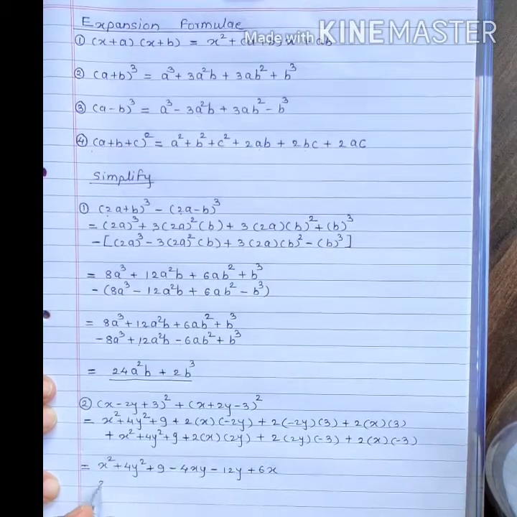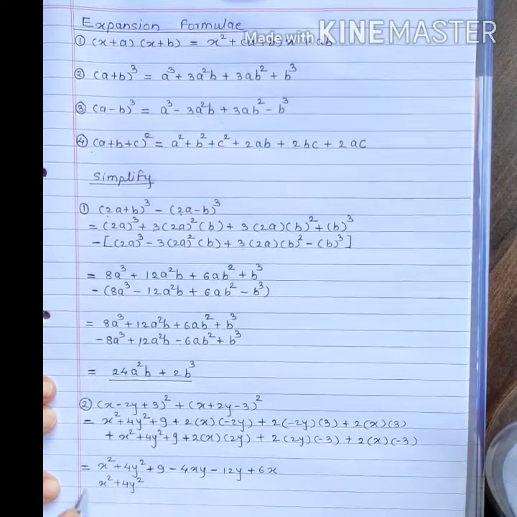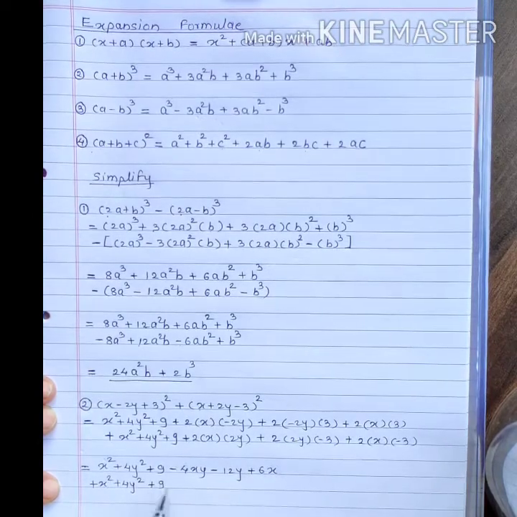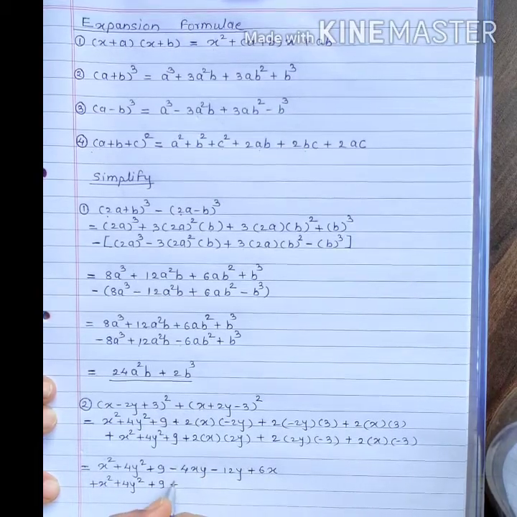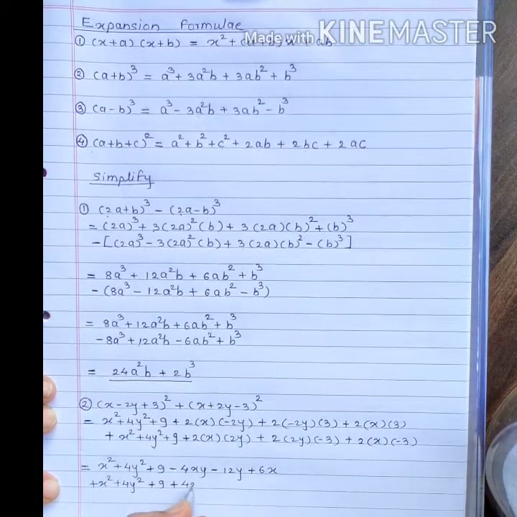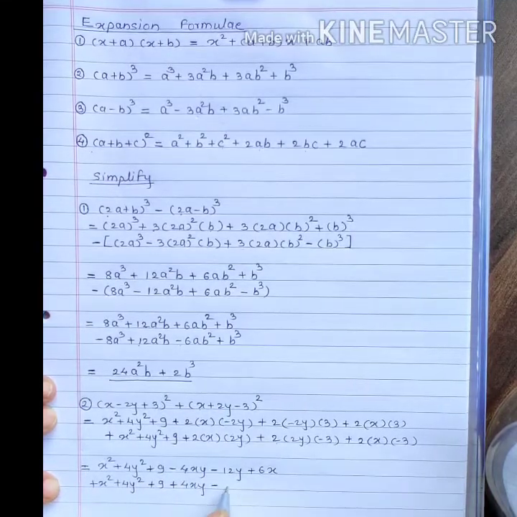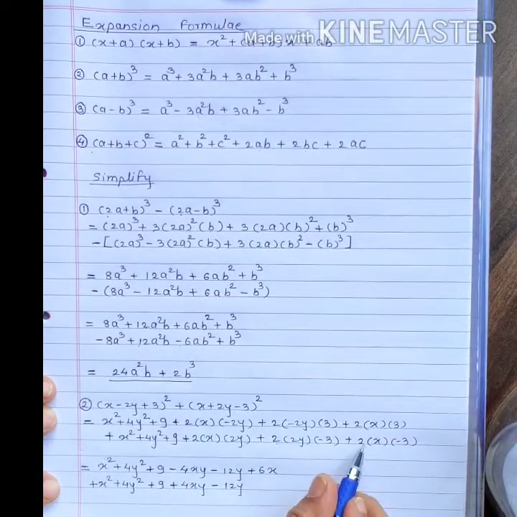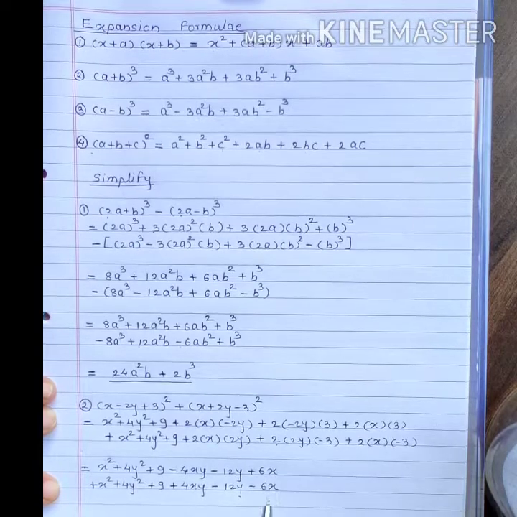Then again the first terms as they are, plus x² + 4y² + 9, all the terms are positive. Therefore plus 2 into 2, 4xy, plus into minus, minus 12y, and here plus into minus, that is minus 6x.